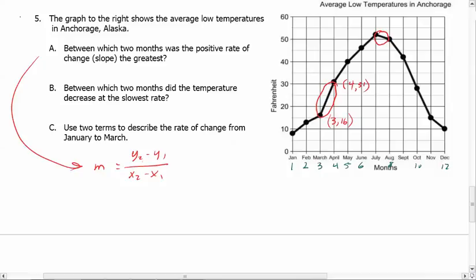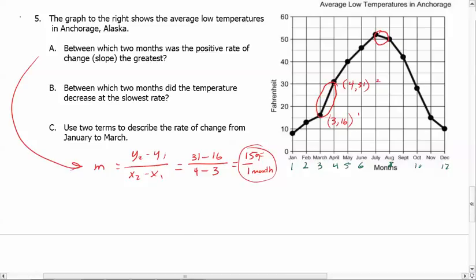All right, so from here, I would go ahead and put it into my equation. I'm going to call this the second point and this the first point. So y2 is 31 minus the first point, which is 16. And then x2, which is the x value of the second point, that's 4, minus the x value of the first point, which is 3. So 31 minus 16 is 15 over 1. Now, of course, this is in degrees Fahrenheit, and this is 1 month. So that is the greatest rate of increase: it went up 15 degrees Fahrenheit in 1 month.